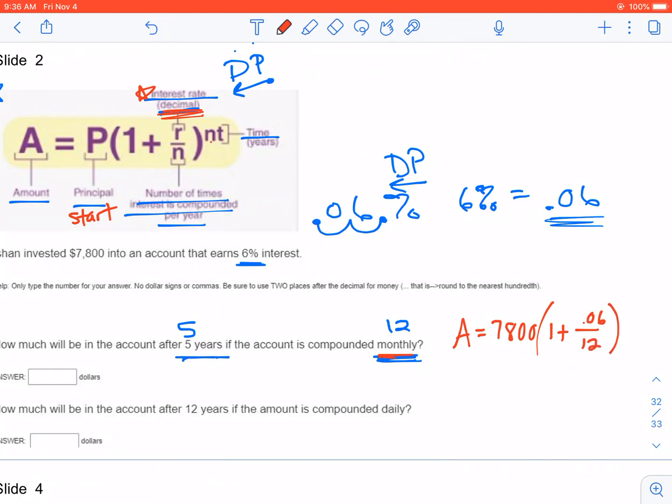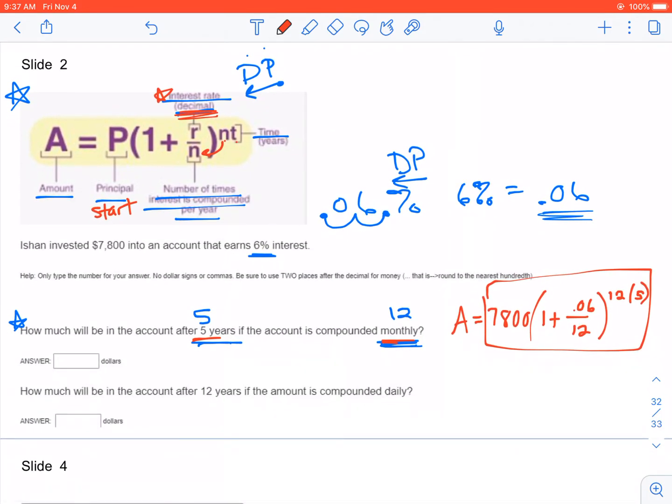Close our parentheses, and then we have our N and our T. Now our N that we just used is the same one as down there, so we're going to put our 12 up here. How many times in a year are we doing this? And then we're going to multiply that by how many years we have. So this says 5 years. So every month we're doing this for 5 years. So that's where the 12 times 5 comes from. Now at this point you're going to just type the right side of that equal sign into Desmos because there are no variables, and it will give you your answer.